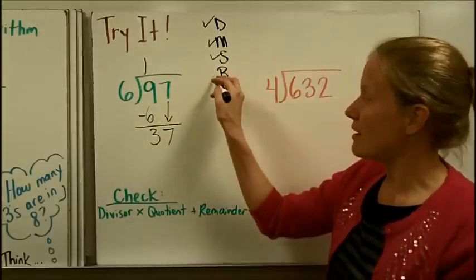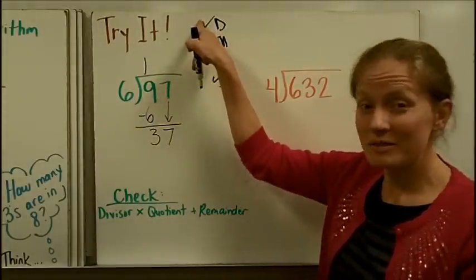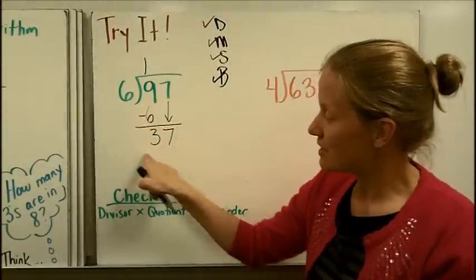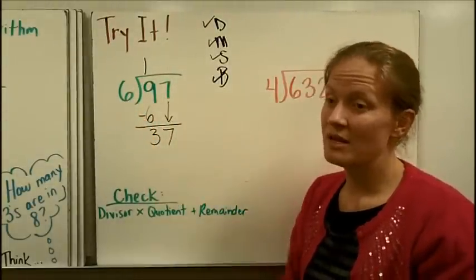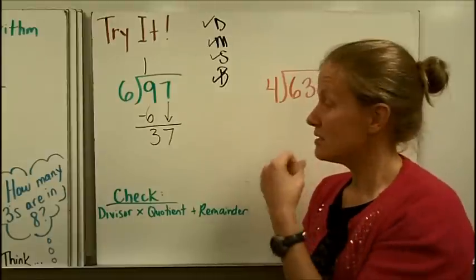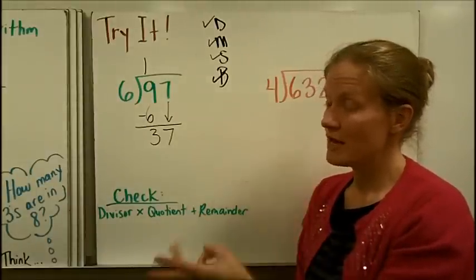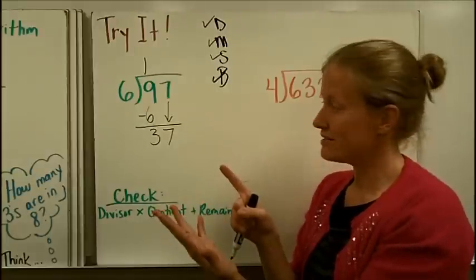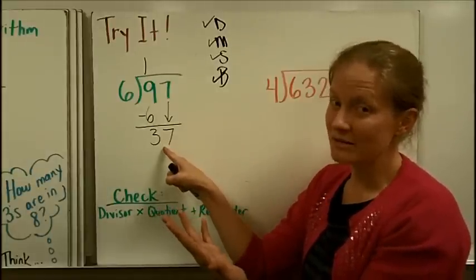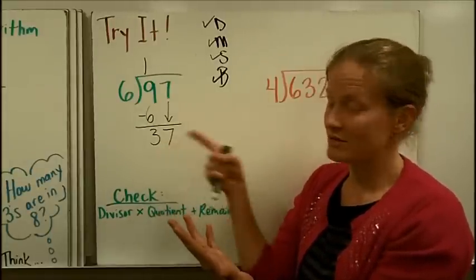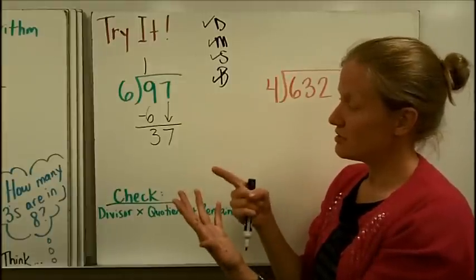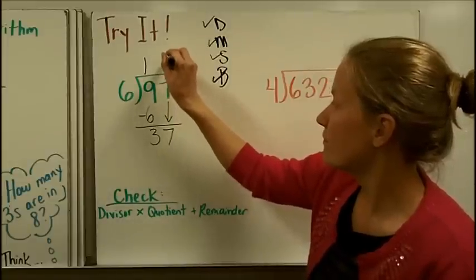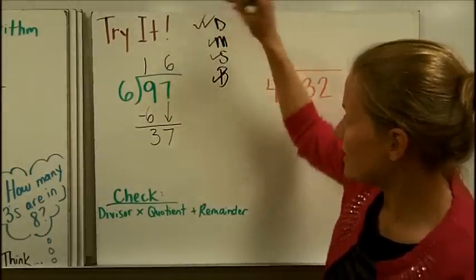Now I'm going to go back up to the top and start dividing again and ask myself, how many times can 6 go into 37? I'm going to count by 6s. 6, 12, 18, 24, 30, 36. I can't do another one because that would be too many. It would go over 37. So 6 went into 37 6 times. All right, so I just divided again.